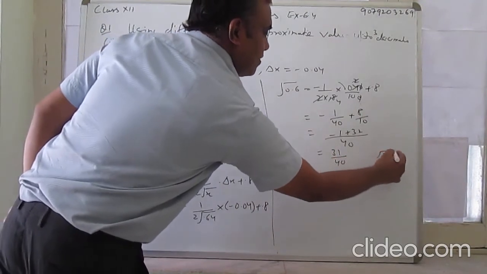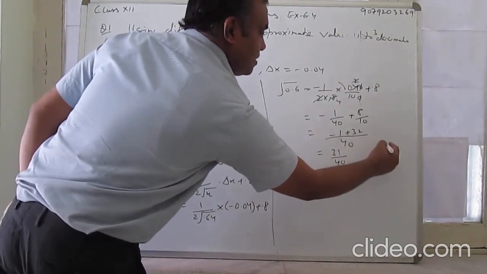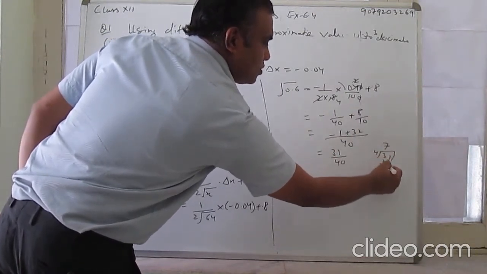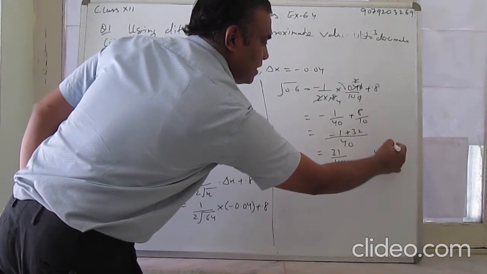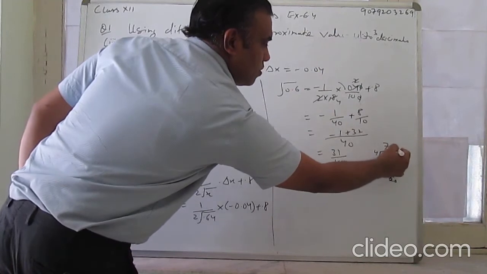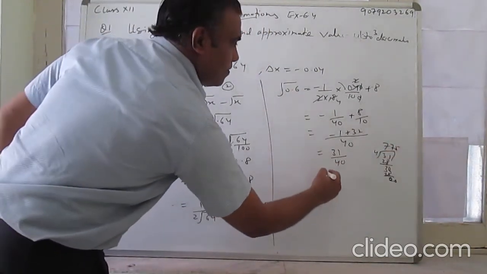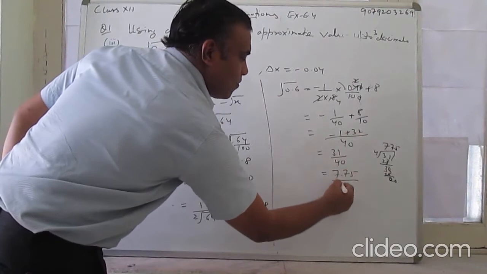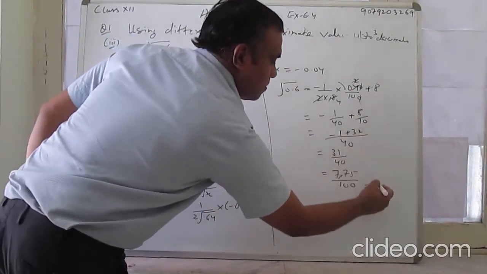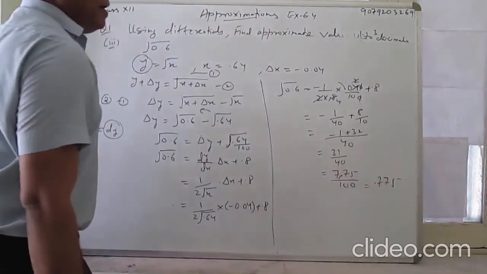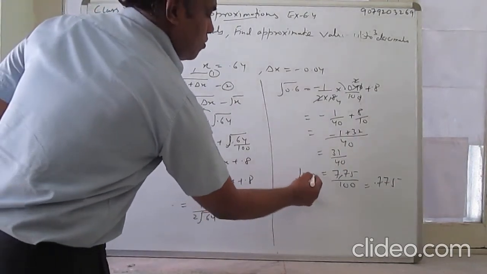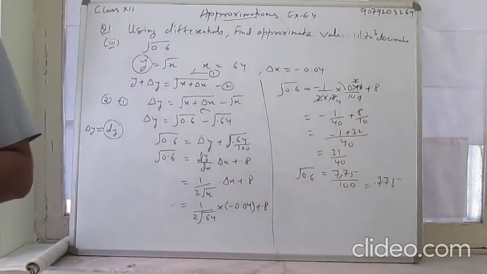If you divide 31 by 4, you will get 4 7 ja 28, 3.0, 4 7 ja 28, 0, 2, 7.75. 7.75 upon 10. This 0 comes out, it becomes 0.775. 0.775 is the answer. This is the value of root 0.6.